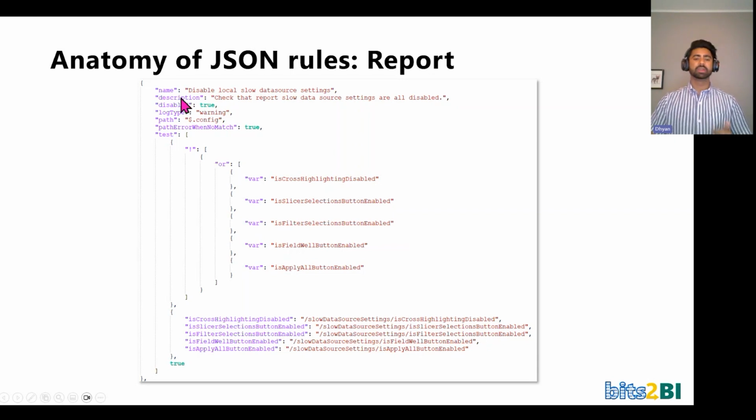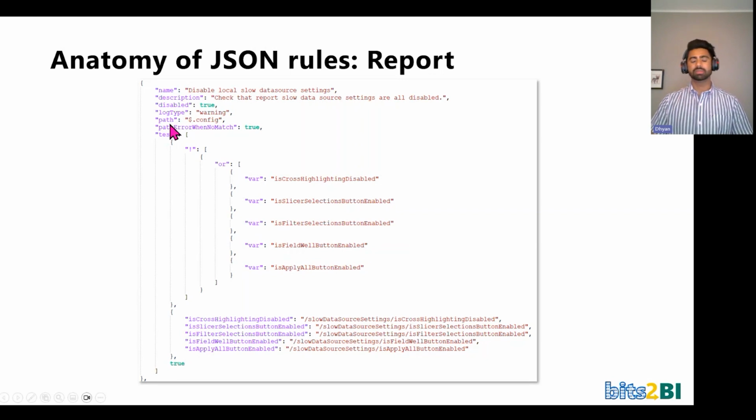So you have a name, you have a description of the best practice, then you have a flag called disabled. If you keep disabled as true, it's not going to be evaluated by PBI Inspector. If you keep it as false, it will be evaluated. Then you have log type. This log type is similar to the severity when it comes to dataset rules. In my personal opinion, they should have synchronized them. They should just call it severity or log type in both places. But they were developed by different people at different times, so it's their choice to choose a name.